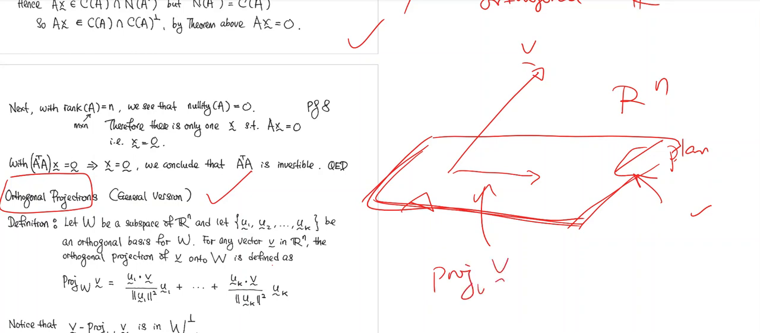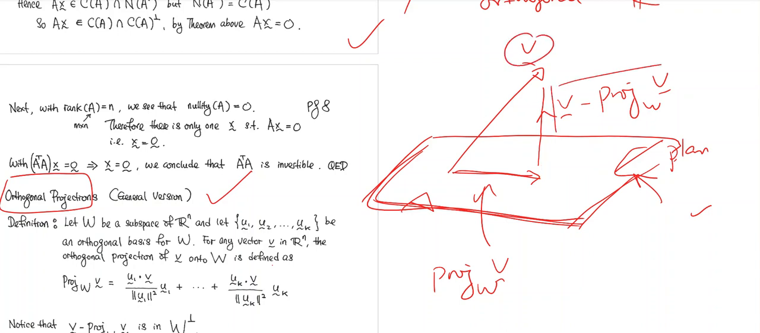This is a notation V onto W. That's right here. So it is very easy for you to see that this vector right here is V minus the projection of V onto W. Why is that so? Because if you take this vector plus this vector, you'll get V, right? So this vector here is V minus projection of V onto W, if this is projection of V onto W.